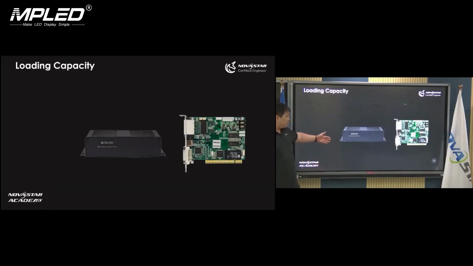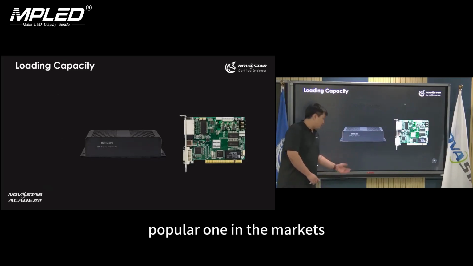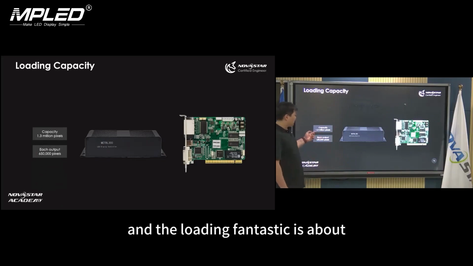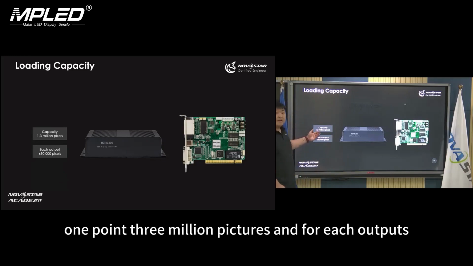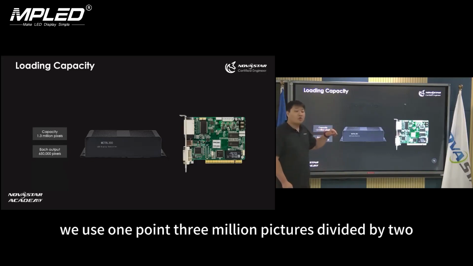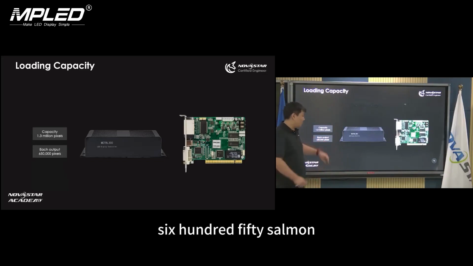I think this was the most popular one in the market. So this is M-Control 300. And the loading capacity is about 1.3 million pixels. And for each output, it's really easy to calculate. We use 1.3 million pixels divided by 2 ports. Then we got 650,000.